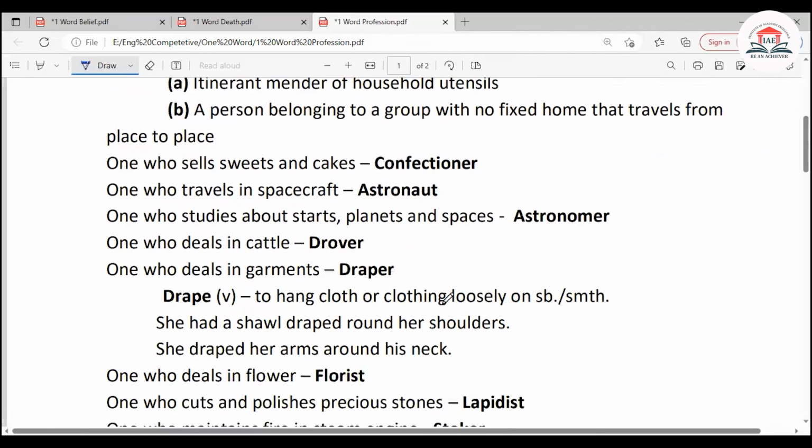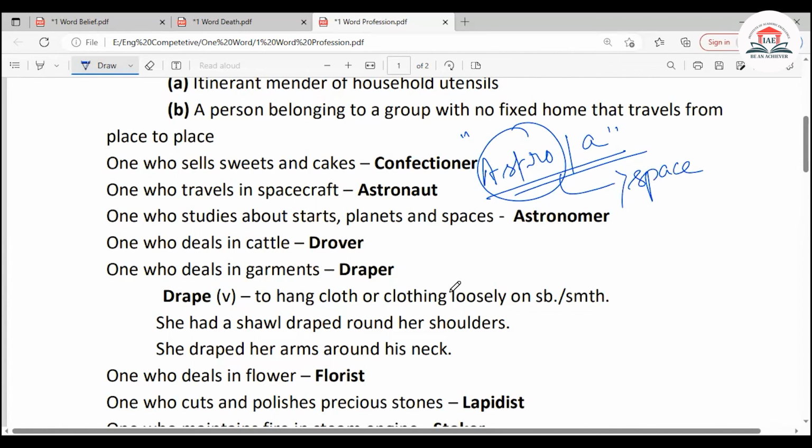Astronauts. The beginning of the word is very clear to us, astro. A-S-T-R-O, astro or astra, जो भी word है, मतलब क्या? Space. Celestial, tara. Space. Mahakash. So astronaut, one who travels in spacecraft, that is called astronaut. Astronomer, one who studies the stars, planets, and space. One whose study is getting involved in the affairs of space is called astronomer.